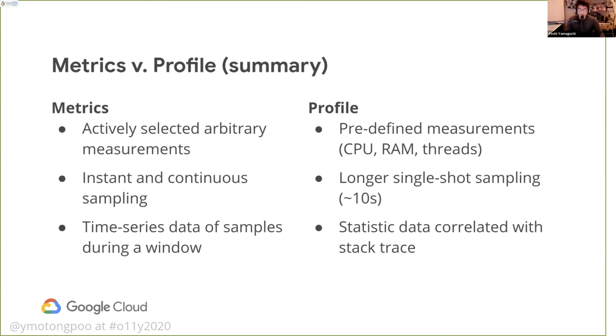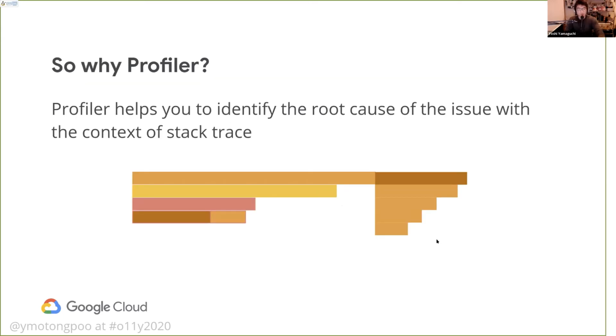Because of the way of sampling, metrics expresses the data in a time series manner, while profile expresses it in a statistical way. Especially profile gives the context of stack trace to obtain the results. This helps us to understand the bottleneck inside the application, and that is what metrics is hard to give. So the reason why we need a profiler is because a profiler helps you to identify the root cause of the issue with the context of the stack trace at a glance.